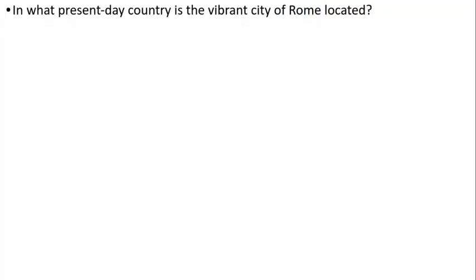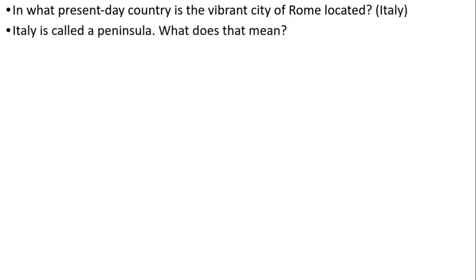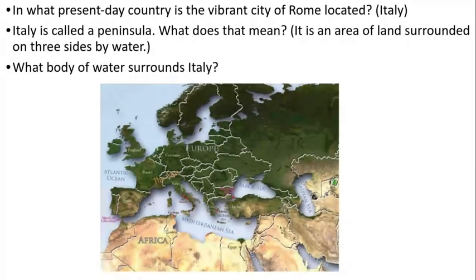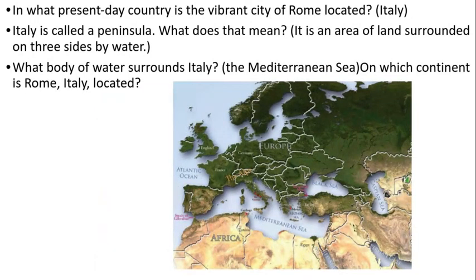In what present-day country is the vibrant city of Rome located? That's right, Italy. Italy is called a peninsula. What does that mean? It is an area of land surrounded on three sides by water. What body of water surrounds Italy? Use this text feature, the map below, and tell me what body of water surrounds Italy. The Mediterranean Sea. On which continent is Rome, Italy located? What's the continent? Look at the map, it tells you.